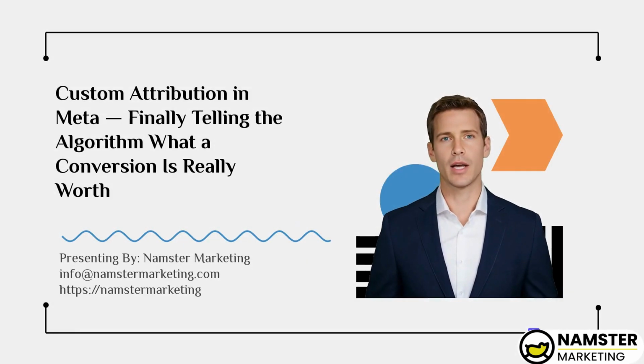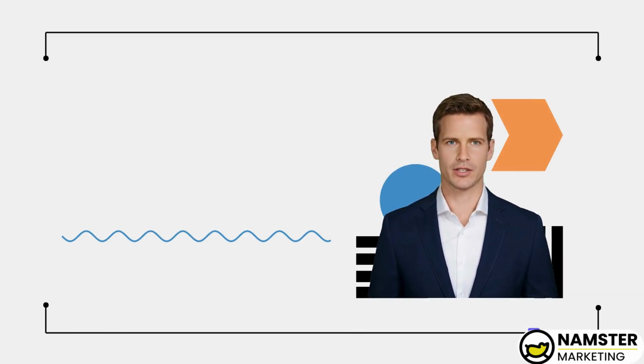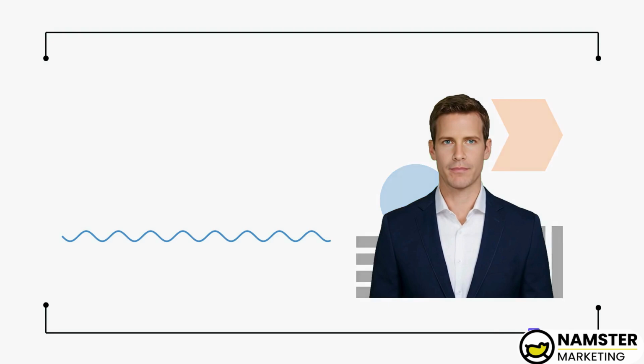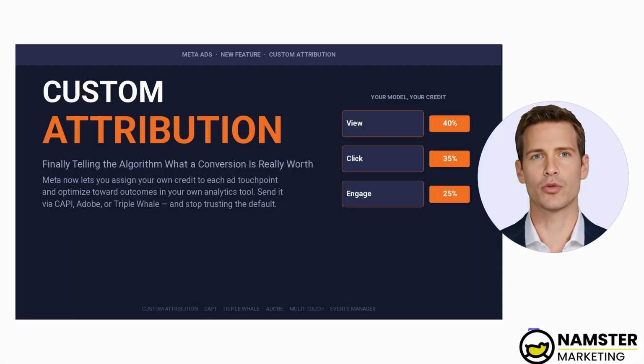Hello everyone. Today we discuss a paradigm shift in digital advertising, Meta's new feature, Custom Attribution. For years we have let platforms decide what a conversion is worth, but now the power shifts to you. Custom Attribution allows you to assign your own credit to each ad touchpoint, optimizing toward outcomes in your own analytics tool, whether that is Adobe, Triple Whale, or a custom warehouse.